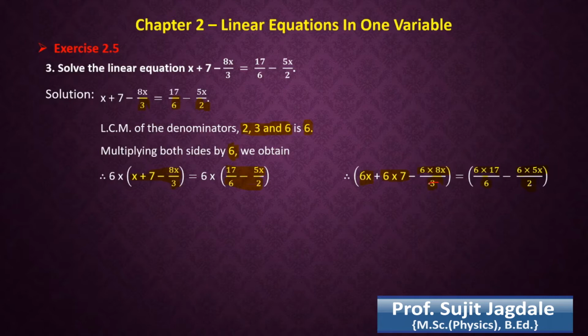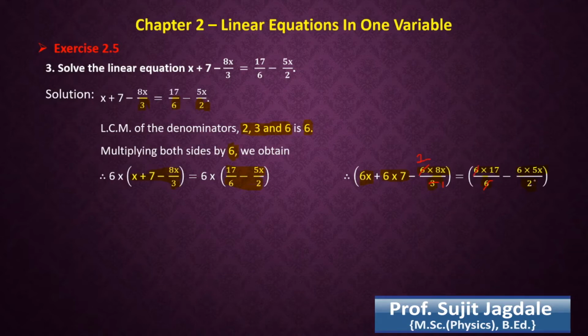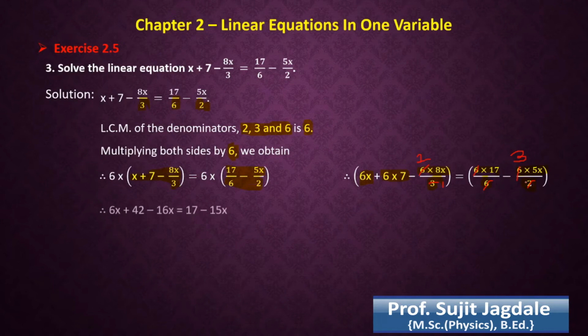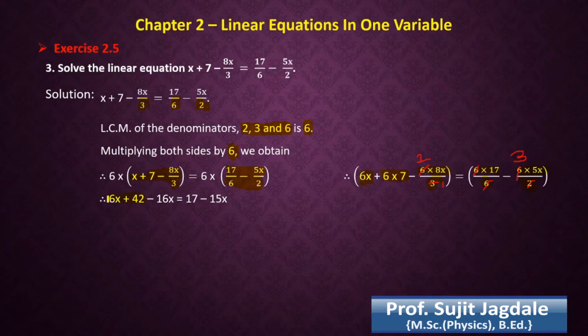So 3 1s are 3 and 3 2s are 6, and 8 into 2 is going to be 16x. Then this 6 is going to cancel, so only 17 is the remainder. And here 2 3s are 6 and 3 into 5 is going to be 15. So we are getting the equation like this: 6x plus 42, 6 7s are 42, minus 16x, which is equals to 17 minus 15x.